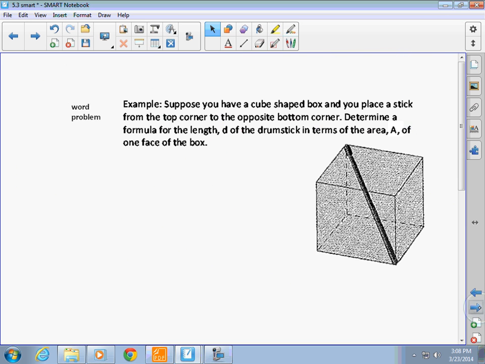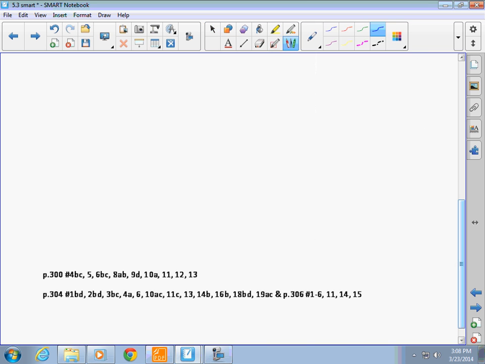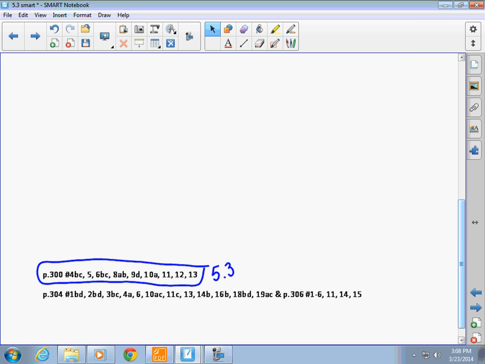Otherwise, your assignment here at the bottom, the page 300 is the questions for 5.3, and the 304 are the chapter review questions.